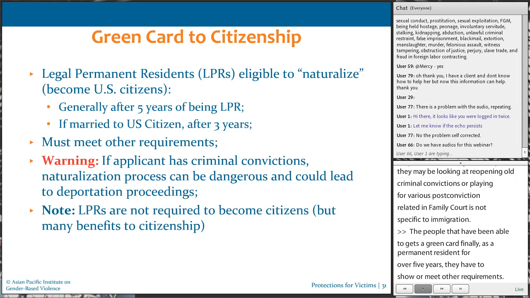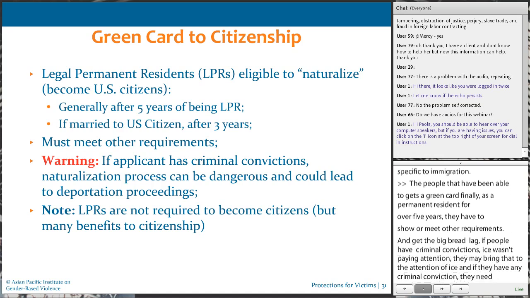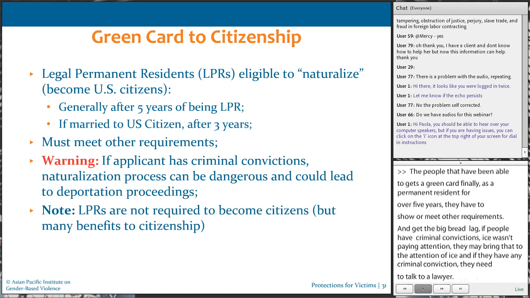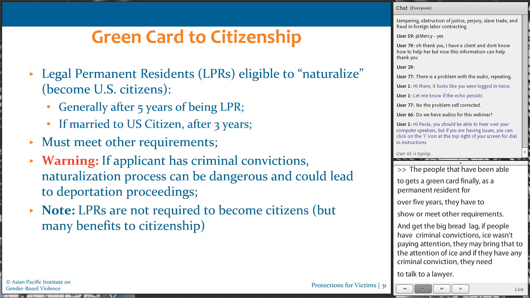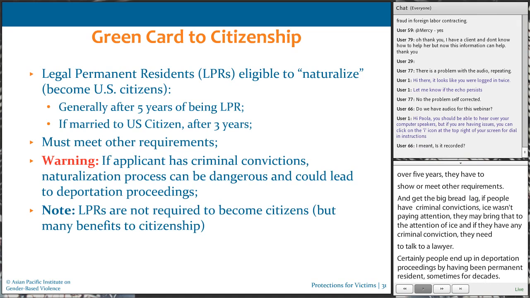Certainly people end up in deportation proceedings after having been permanent residents for sometimes even decades. And so folks need to go back in their history all the way back to when they first got their green card. It could be 20 years, it could be 5 years, it could be 30 years. Convictions can be super, super old and still be grounds for removability.